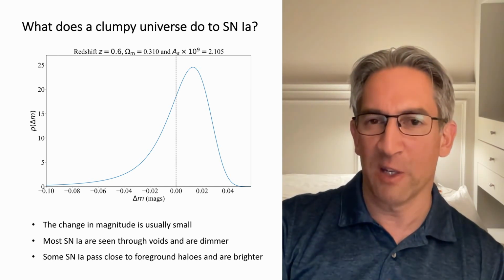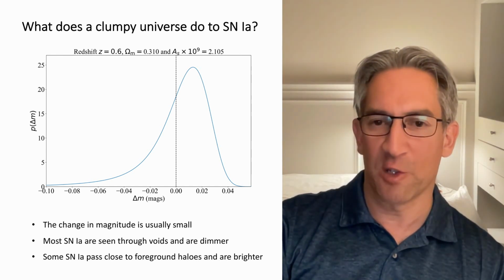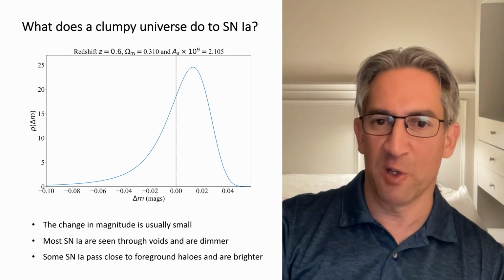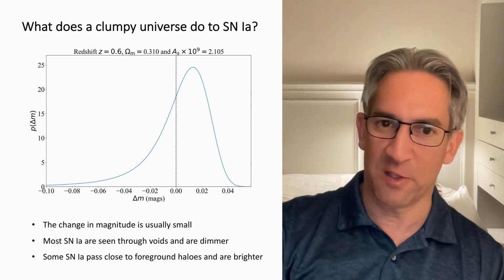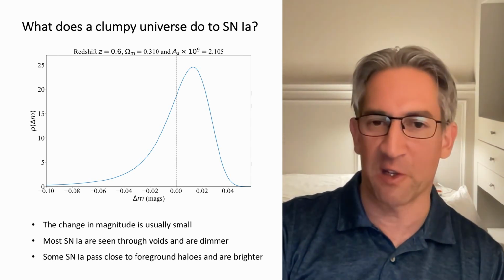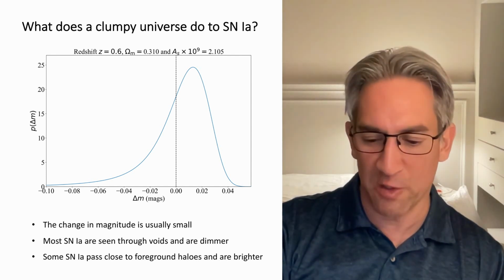Now, another thing that we notice is that the distribution peaks above the mean of the distribution, which means that most supernovae are seen through voids and are therefore dimmer than they would be in a homogeneous universe. On the other hand, some supernovae are lucky enough to pass close to foreground clumps of matter and they'd be brighter. So we have a skewed distribution.